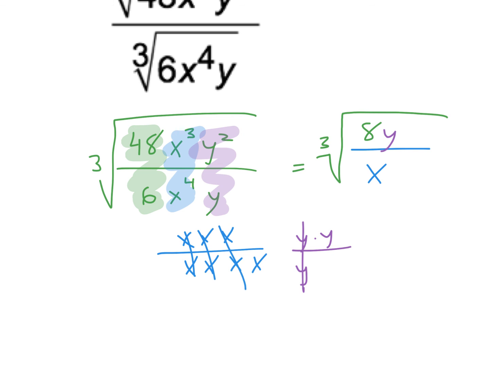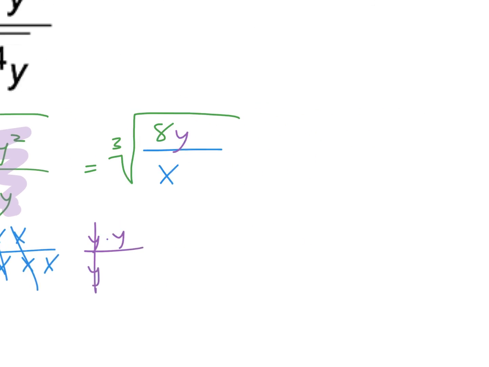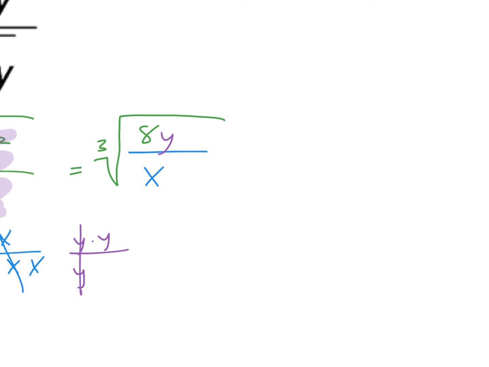So I simplified it. Now I just need to see if I can break anything down and take anything out. So to do that, when you still have a fraction, you want to break it back up into 2 separate radicals. So we have the cubed root of 8y on top and the cubed root of x on the bottom. And then we just do the top and then we'll do the bottom.